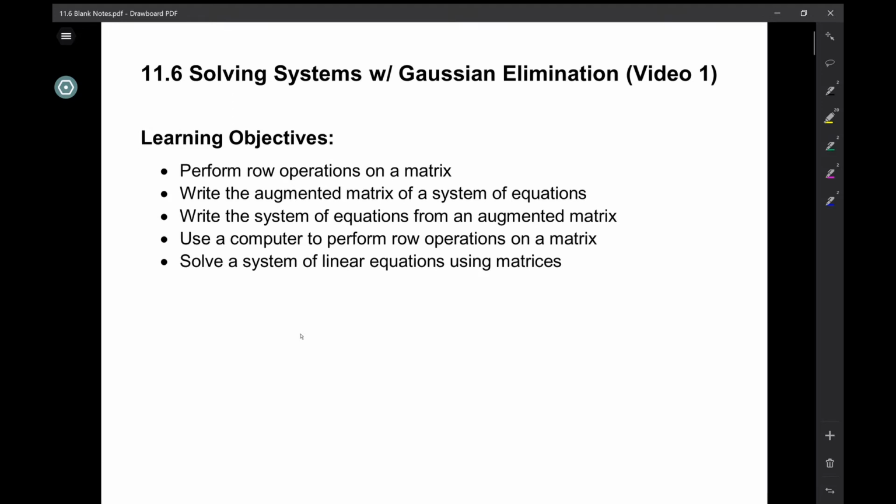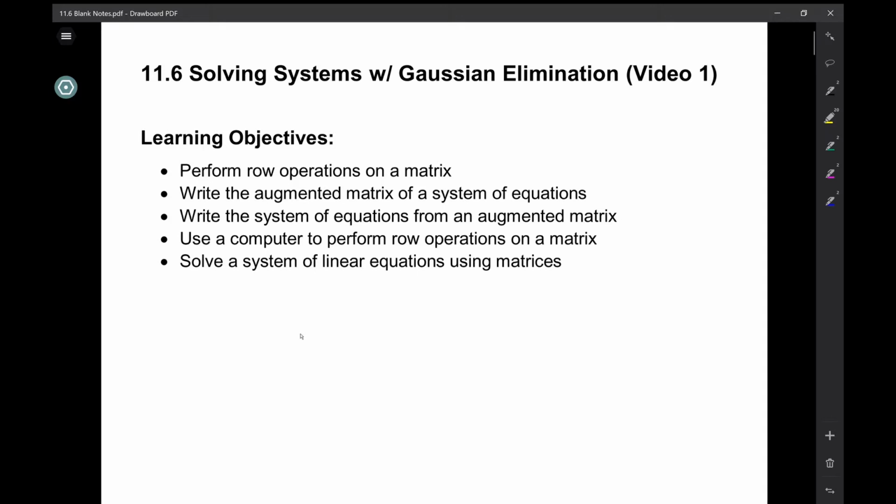Welcome to video 1 on section 11.6, where we're going to learn how to solve systems of equations using Gaussian elimination. So the learning objectives for this video are to learn how to perform row operations on a matrix, how to write an augmented matrix for a system of equations.